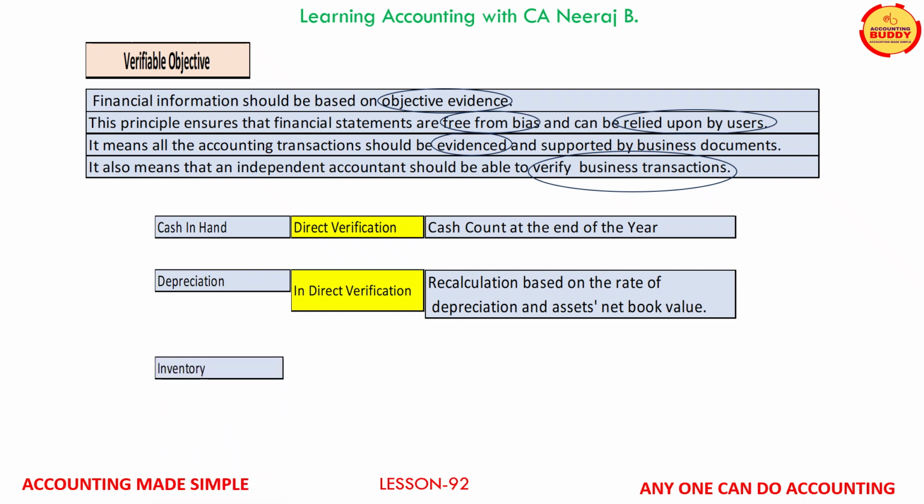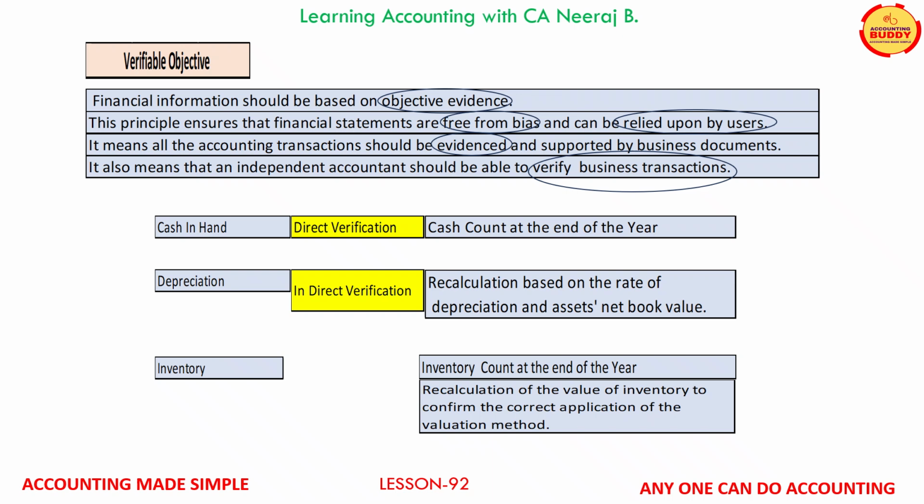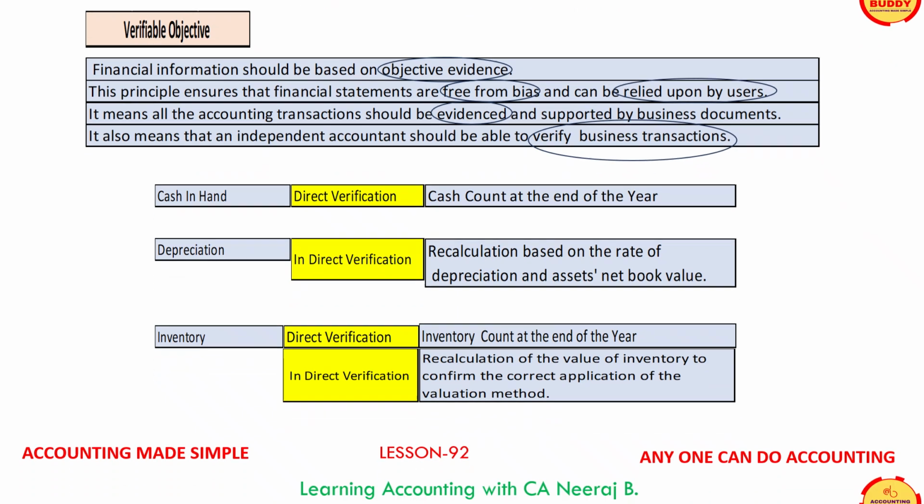Another example we can take is of inventory. It can be verified by actual inventory count and the value of the inventory can be confirmed by applying a correct method of valuation. Now, the counting of inventory is a direct verification, while the recalculation of inventory value is an indirect verification.